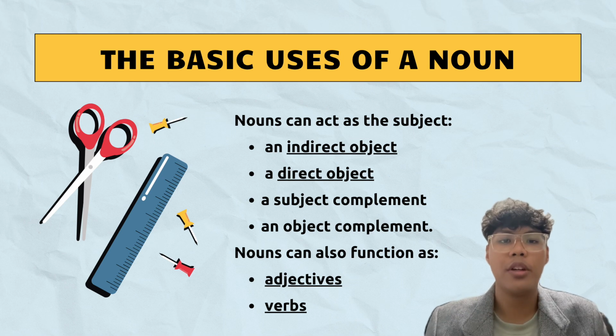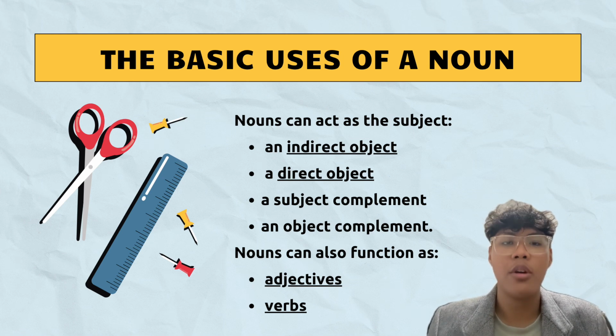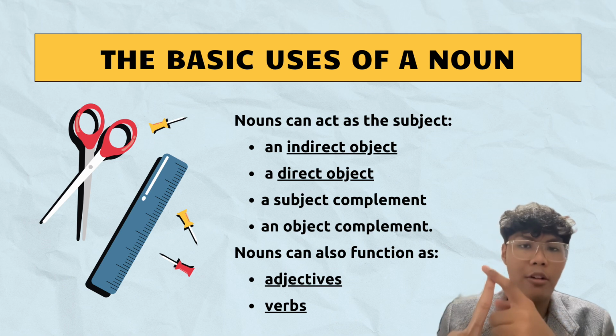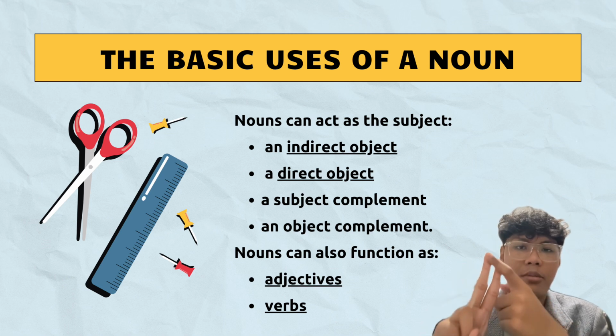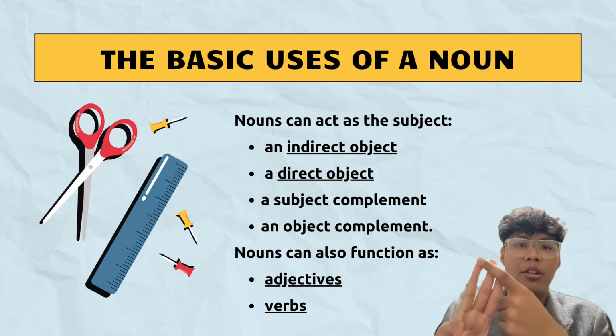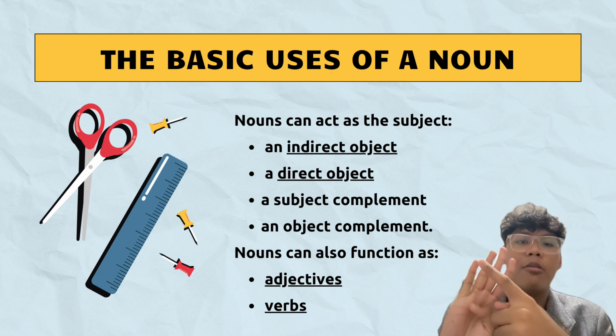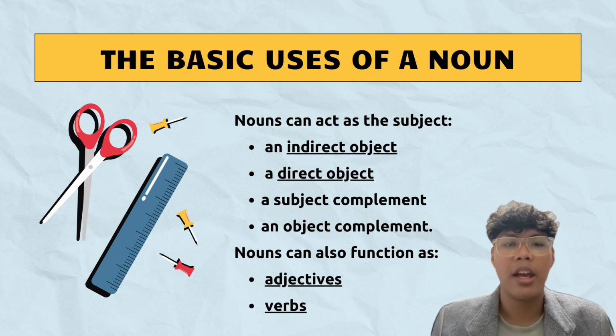So moving on to the next part, which is the basic uses of a noun. A noun can act as a subject, an indirect object, a direct object, a subject complement, and an object complement. And a noun can also be used as an adjective and a verb.